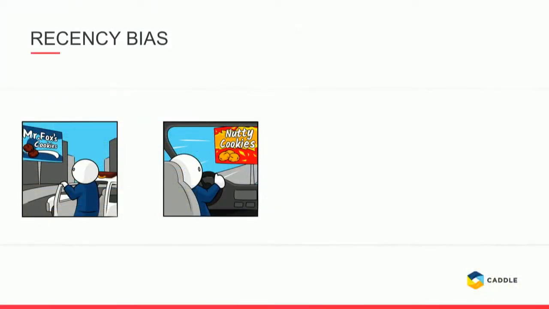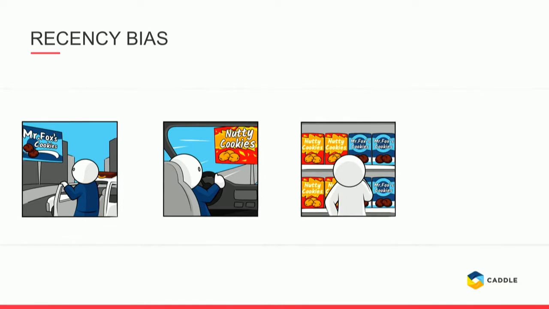Recency bias, we're going to look at a little bit of a story here. So John here has just finished work, and he's getting into his car, and he sees a billboard for Mr. Fox's Cookies, and he says, you know what, that sounds spot on. I want to get some Fox's Cookies on the way home. So he's driving home. Before he gets to the store, just when he gets off the highway, he sees a billboard for Nutty Cookies. And he's like, oh, the cookies, yeah, I remember, I definitely want to get those cookies. So I'm going to stop at the store.